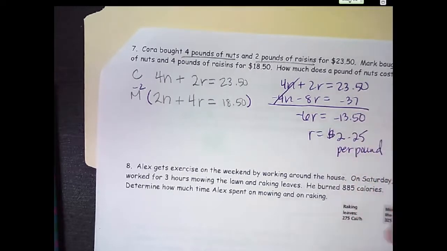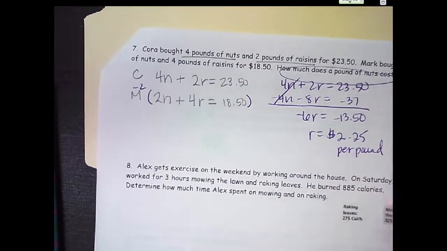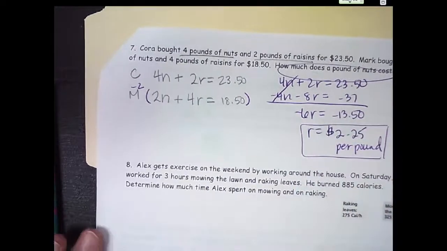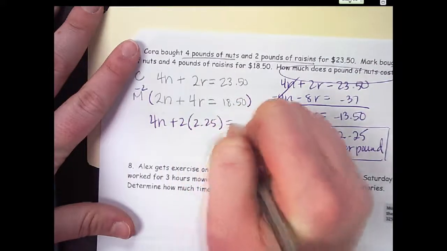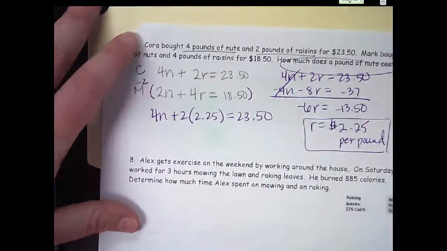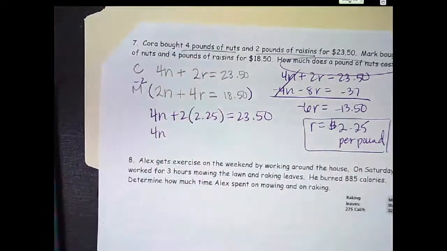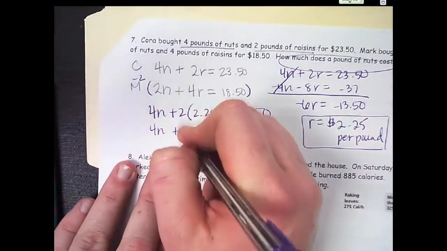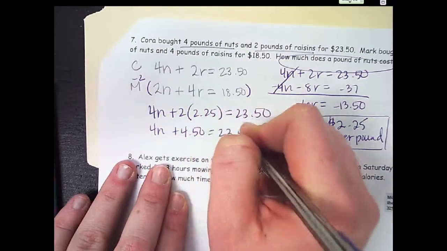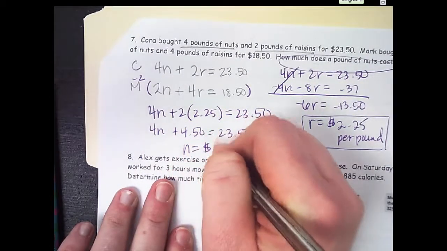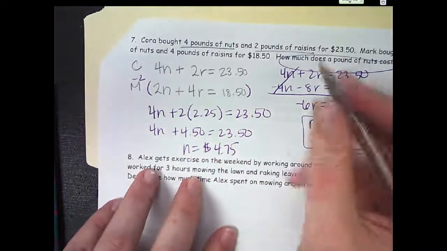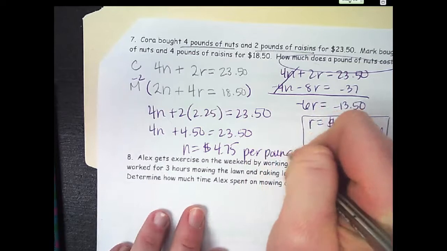And then you plug that back in, because they actually just ask how much a pound of nuts costs. So there's raisins. Plug it back in wherever. So 4N, and I'm going to go to the first one. Subtract 4.50 and then divide by 4. So it should be $4.75 per pound.